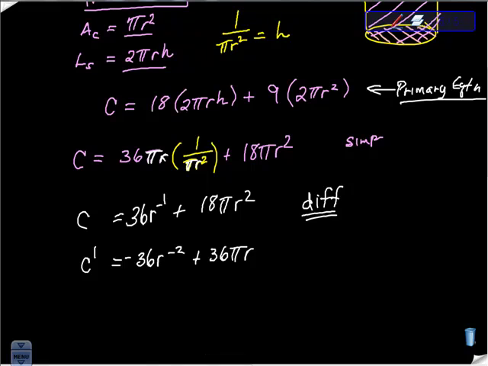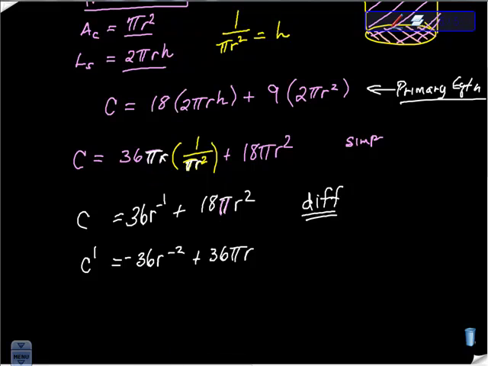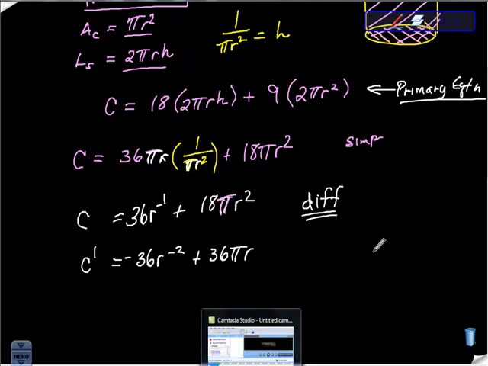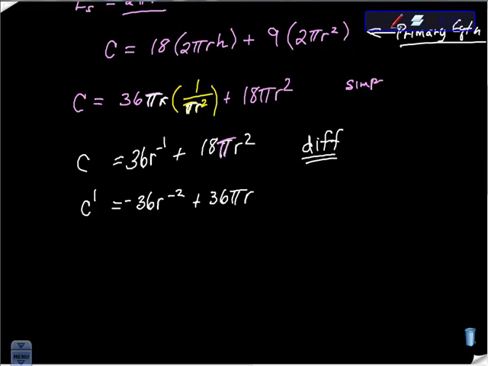Be careful here. I see people screw this up all the time. I want you to say this to yourself out loud. I'm not even joking. Pi is a number. Pi is a number. It is not a variable. So don't let that get into your mind. It will really screw you up.